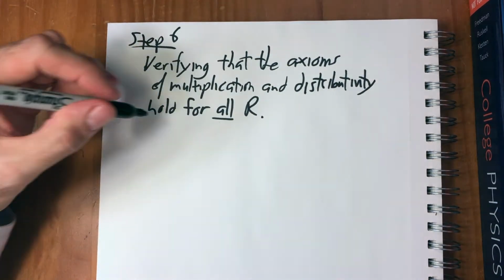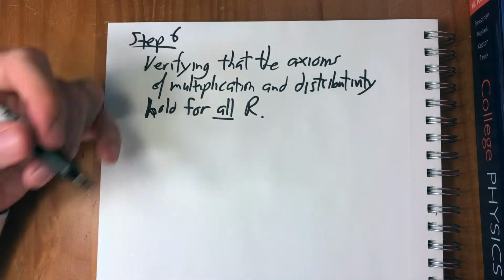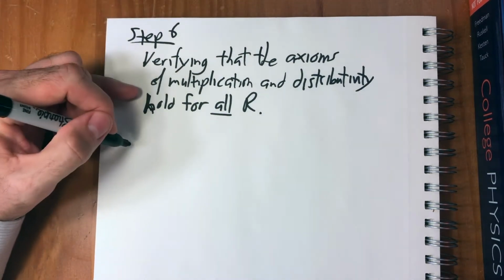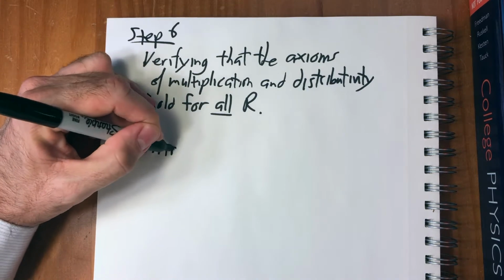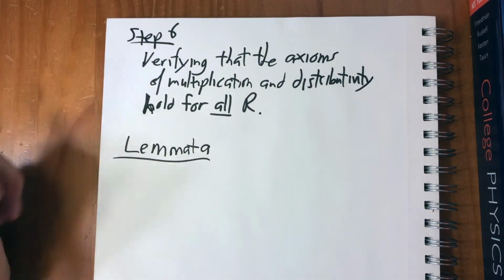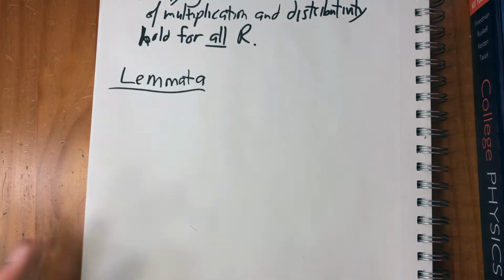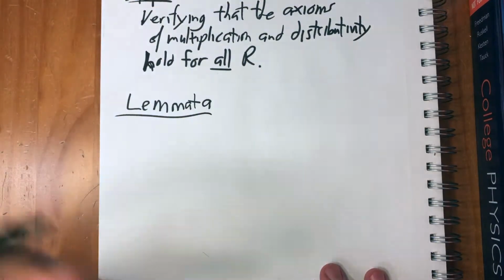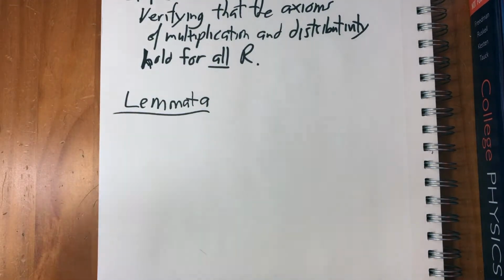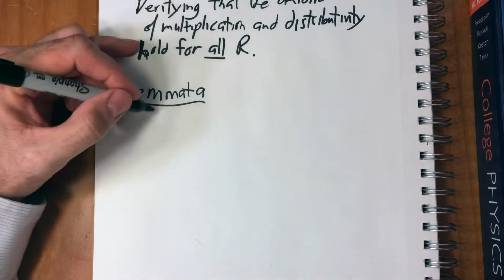I'm going to teach you a vocabulary word first. This is really great. The plural of lemma is lemmata. So we have several lemmata to go through in order to verify this. And it's stuff that we've all seen before. It's stuff that we already know, but I'm just repeating it here to keep it. These are the things that we're going to rely on from what we've done before.